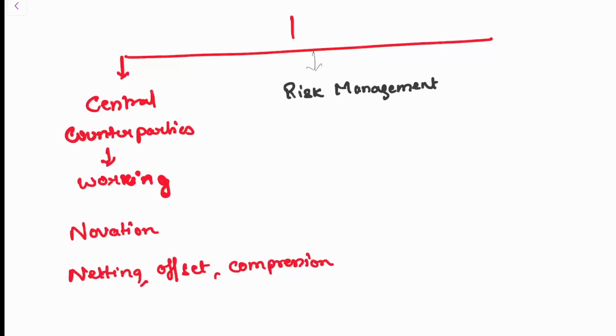How CCP is actually helping us to reduce the amount of risk with the help of margins. The first and foremost is margins. We will study about margins. Second thing to be covered over here is the CCP loss waterfall. Clear?